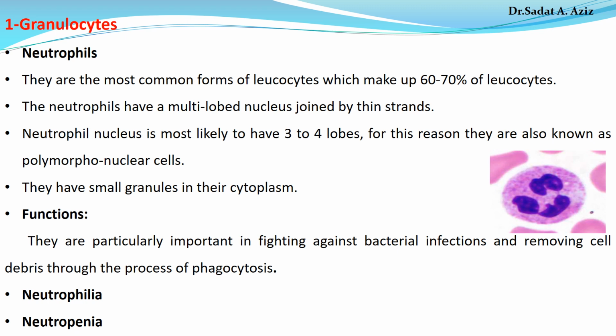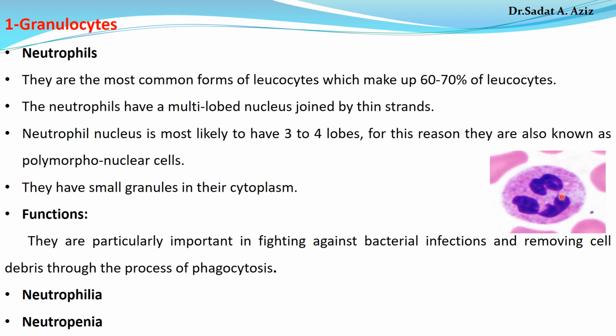So let us start with the explanation of granulocytes. The first and the most common type of granulocytes is neutrophil. Neutrophils make up about 60 to 70% of the circulating leukocytes, and they are characterized by having a multi-lobed nucleus, which is joined by what? By a thin strand of chromatin.